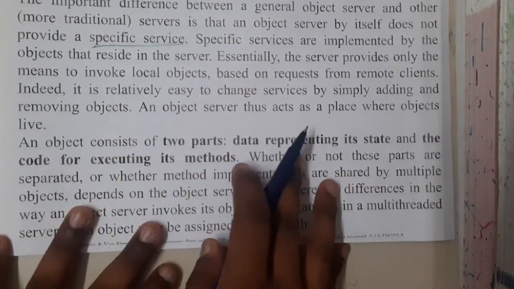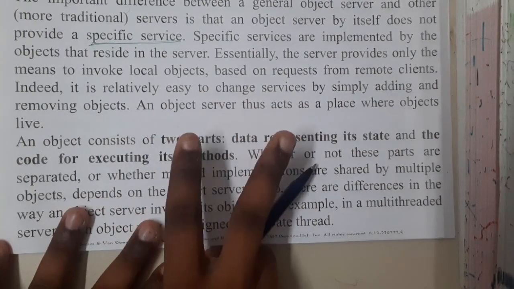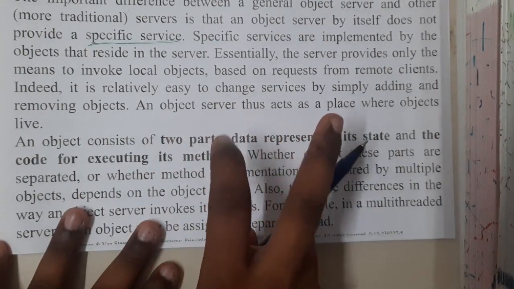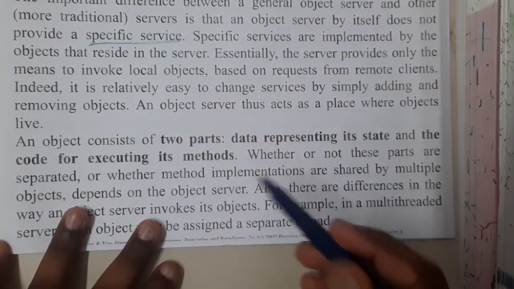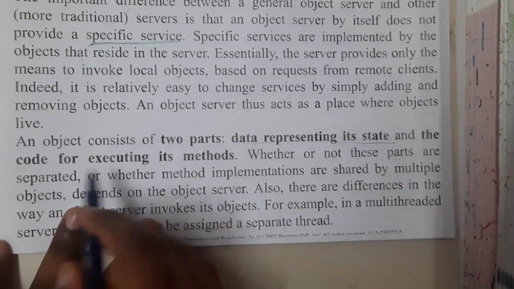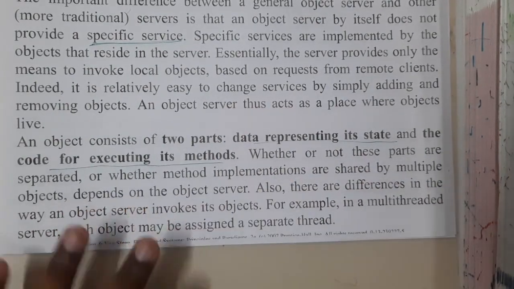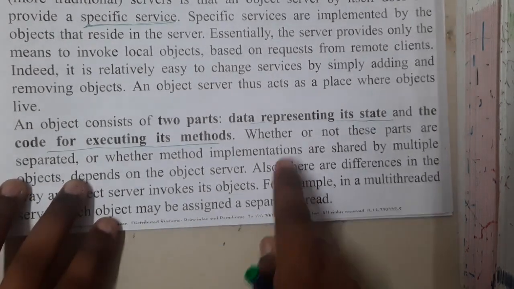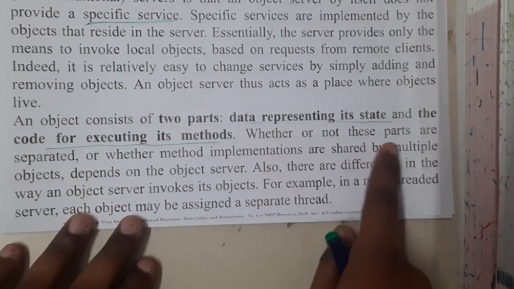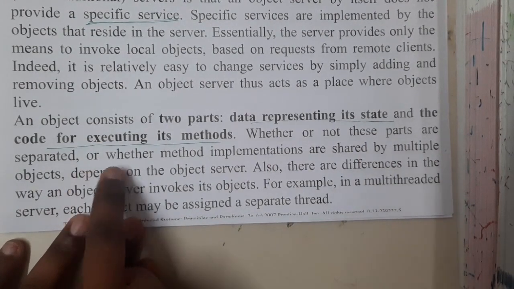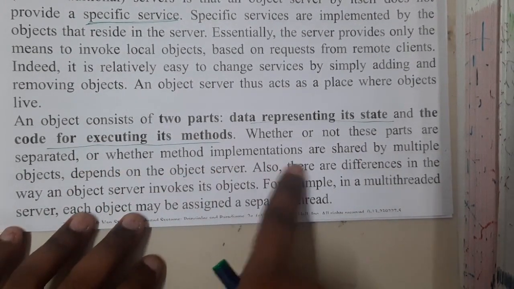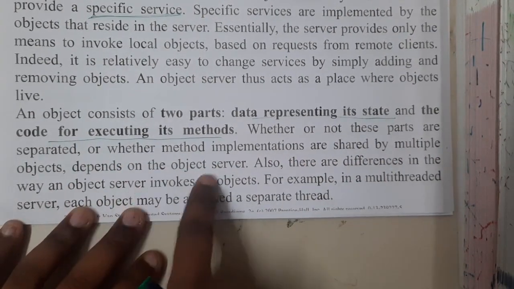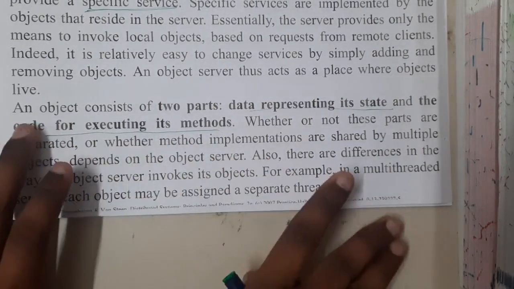An object consists of two parts, guys. The first part is its state, and the second is the code. That is, the data representation, its state, and the code for executing its methods. These are the two parts inside the object. Whether or not these parts are separated, or whether method implementations are shared by multiple objects, depends on the object server. Everything depends on the object server, guys.